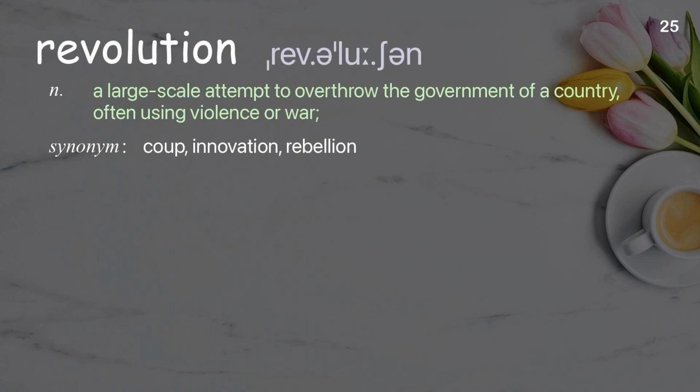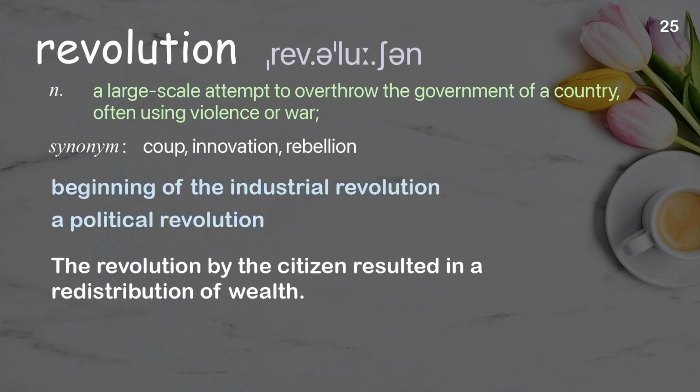Revolution. A large-scale attempt to overthrow the government of a country, often using violence or war. Examples: Beginning of the Industrial Revolution. A political revolution. The revolution by the citizens resulted in a redistribution of wealth.